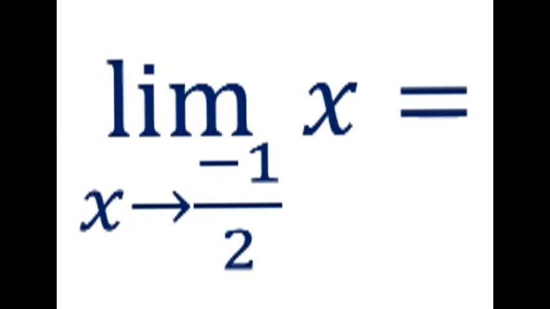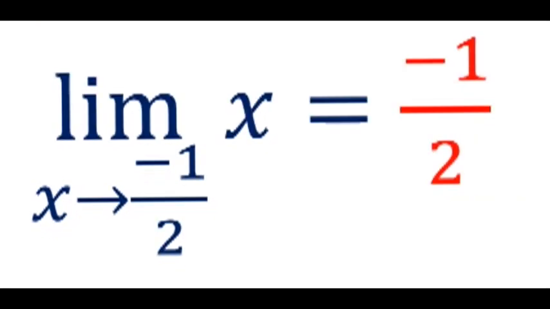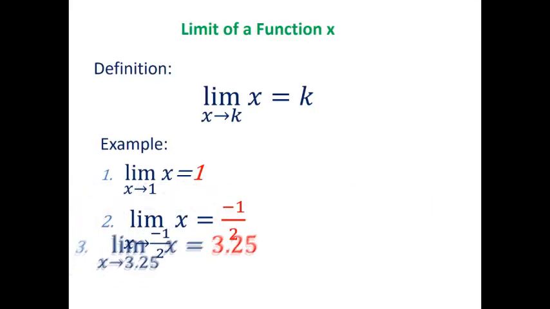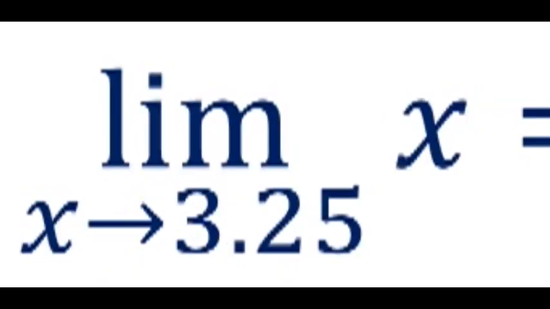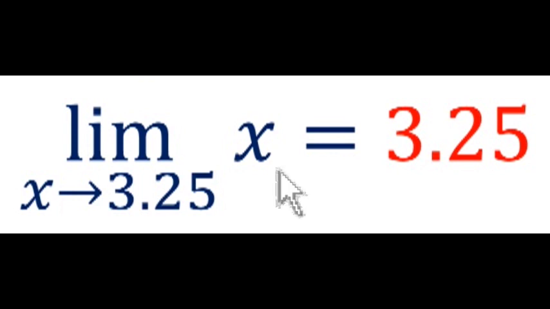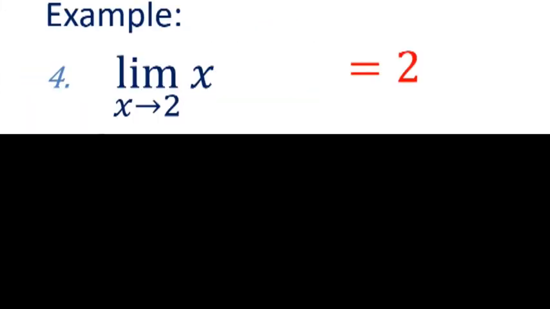Second, the limit of x as x approaches negative 1/2 is equal to negative 1/2, since our function is x and our constant is negative 1/2. Third, the limit of x as x approaches 3.25 is equal to 3.25, since our function is x and the constant is 3.25. Fourth, the limit of x as x approaches 2 is equal to 2, since our k is 2.